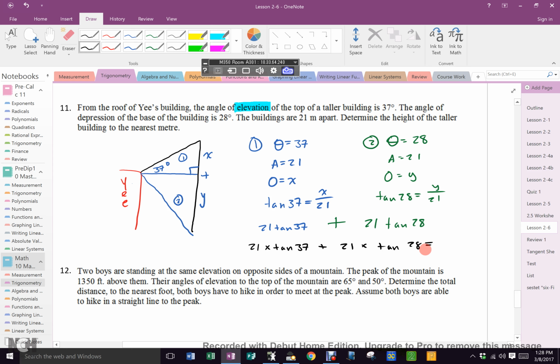So if you have this backwards in a backwards calculator, then you just reverse it. 37 tan times 21 plus 28 tan times 21 equals. And what is the answer? Kirsten.